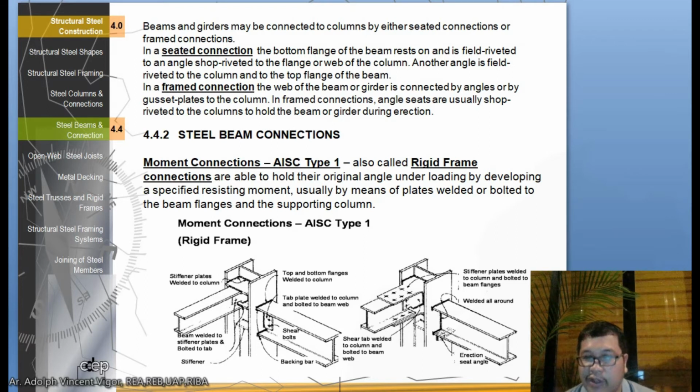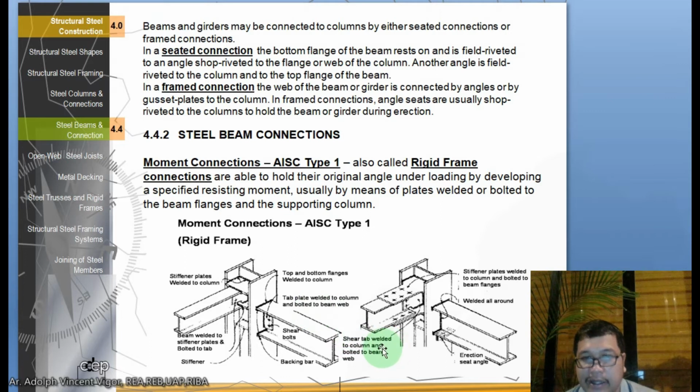We also have what you call moment connection, with AISC Type 1 called a rigid frame connection. You are able to hold the original angle under loading by developing a specified resisting moment, usually by means of plates welded or bolted to the beam flanges and supporting column. Here you have these stiffener plates welded to the column. You have here the beam welded to the plates and bolted to the web. And you have here the stiffener, the backing bar, the shear bolts, the top and bottom flanges welded to the column, and the top plate welded to the column and bolted to the web of the beam.